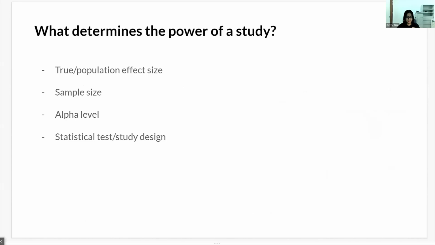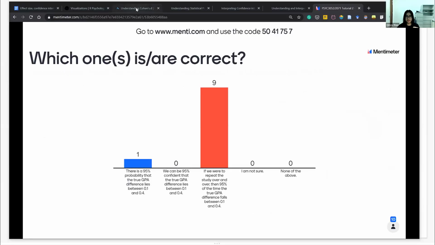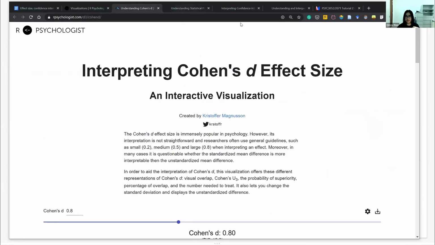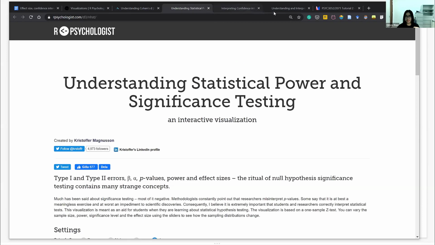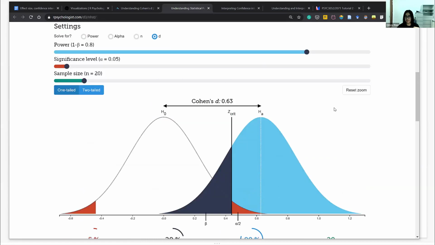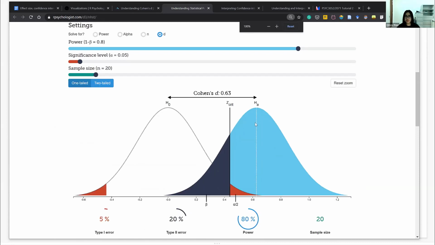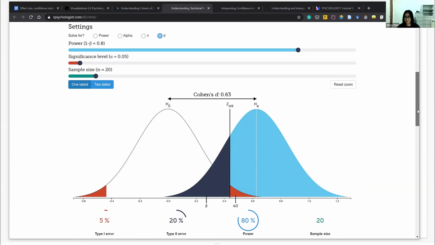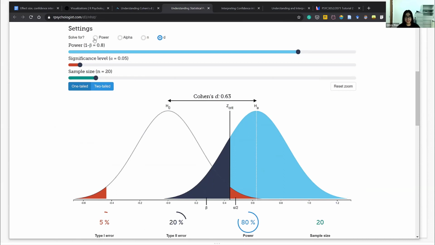Actually, I'm going to use visualization to help you understand all these factors that can influence the power of a study. This is the visualization that we have, which is beautifully made and very intuitive. So we want to solve for power. We want to know how powerful the study is given all these factors.